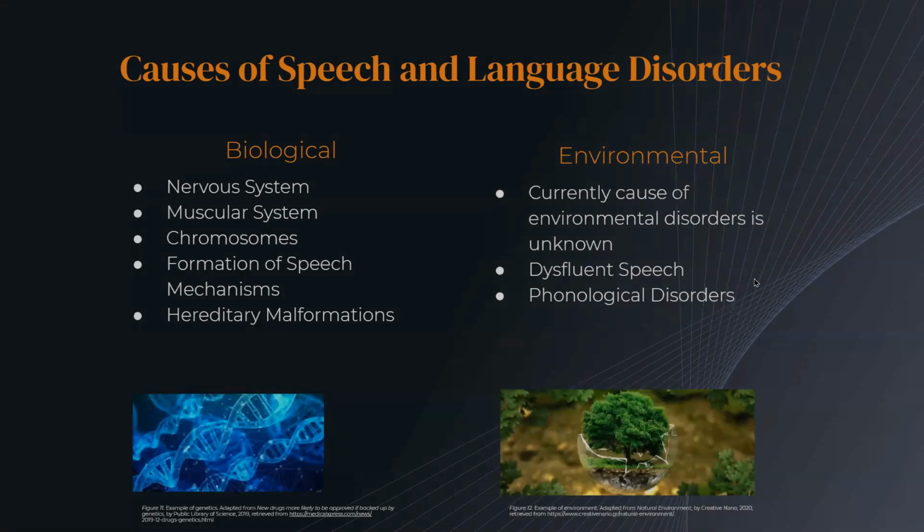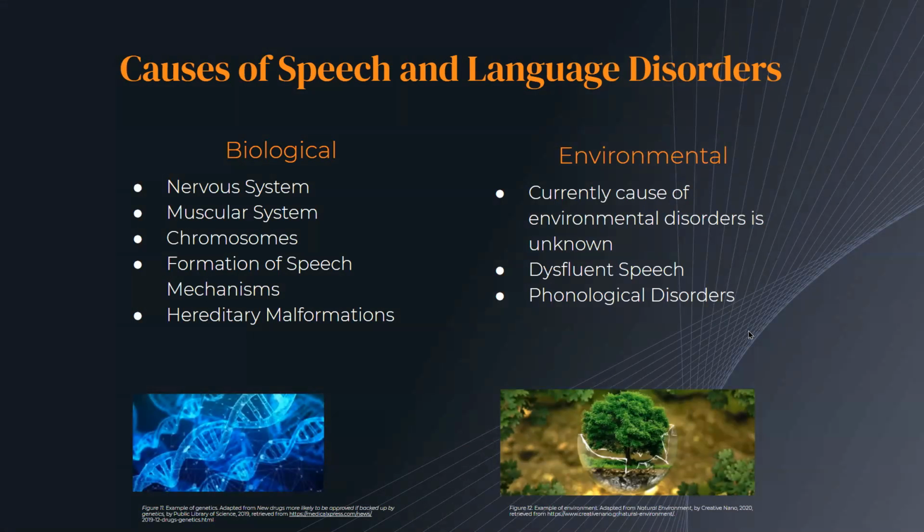The two causes that we came across were biological causes and environmental causes. Biological, as you can see, is anything that happens with the body. It could be hereditary, it could be through your nervous system, your muscular system, chromosomes, just formation of speech patterns. And then environmental, there actually isn't currently a known cause, but it typically is with stuttering and those phonological disorders that we've been talking about as well.